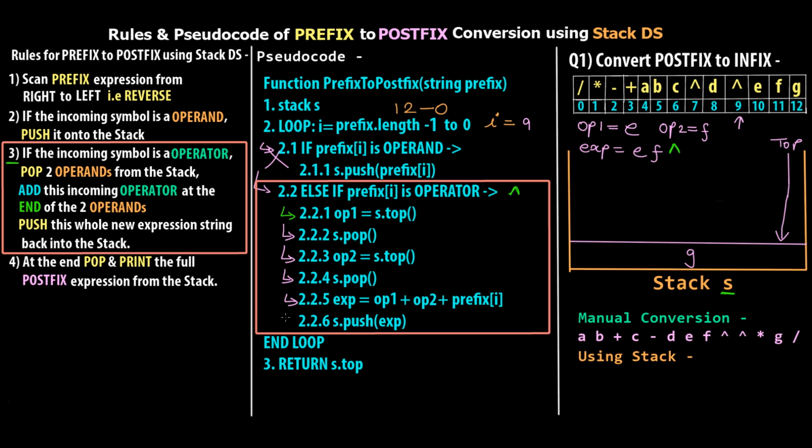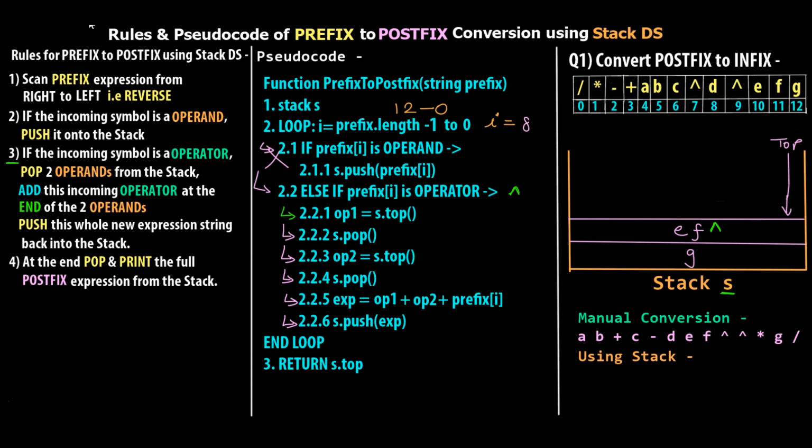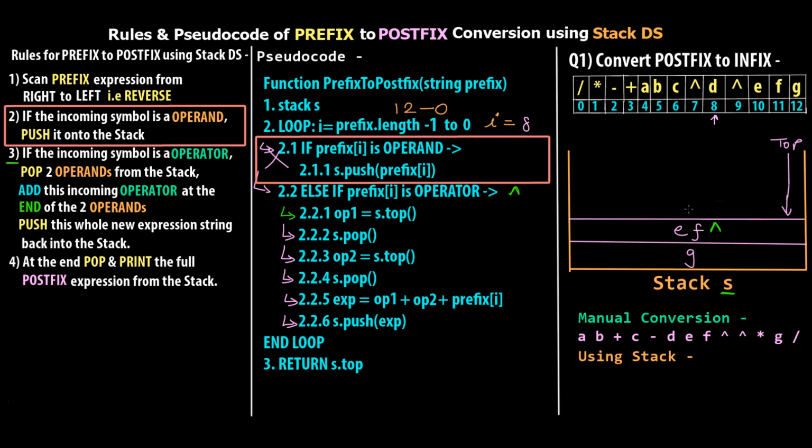And lastly, we will come to 2.2.6 and we will say s.push this expression onto the stack. So we will take this expression exp and we will push it onto the stack as it is. Okay. So now this becomes the new top of the stack. Okay. So after 2.2.6, we complete the else if part, that is complete the 2.2 part. We come at the end of the loop. I now becomes 8. So we are at this index position, which is D. D is an operand. We simply push it onto the stack. I'll write D over here.